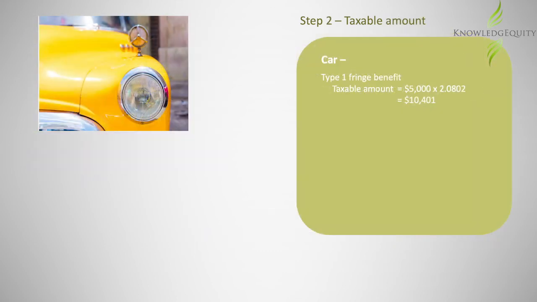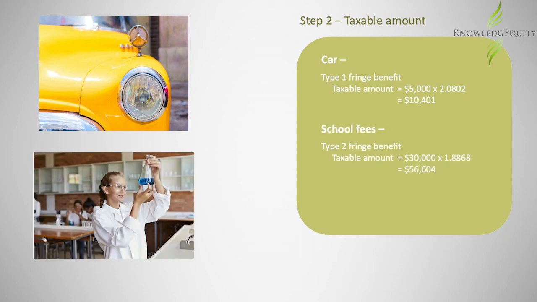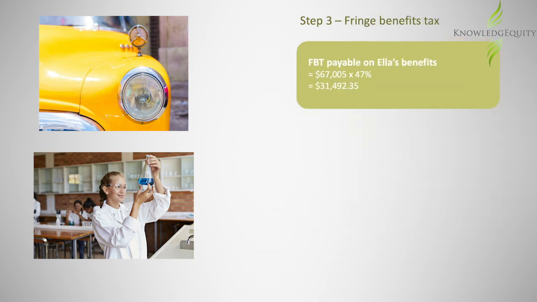Step 2 would be to calculate the taxable amount by grossing up the relevant taxable values. The car fringe benefit would be a Type 1 fringe benefit, and the private school fees would be Type 2, as private school fees are not subject to GST. The total taxable amount is the sum of the Type 1 taxable amount and the Type 2 taxable amount. Step 3 would then involve calculating the amount of FBT payable. This involves multiplying the taxable amount by the FBT rate, which determines the company's FBT liability.